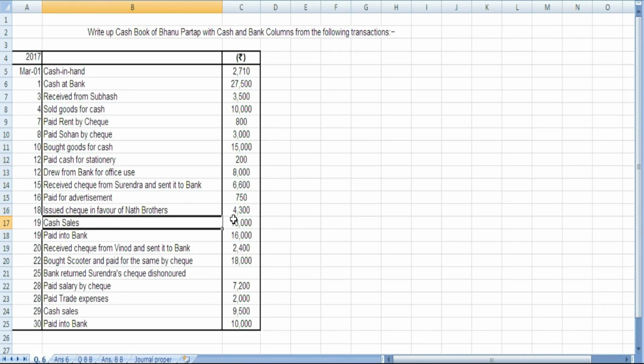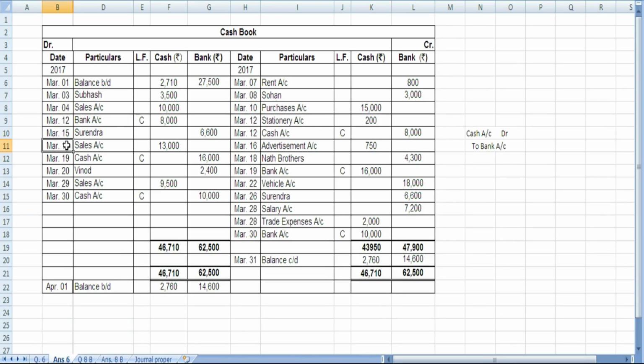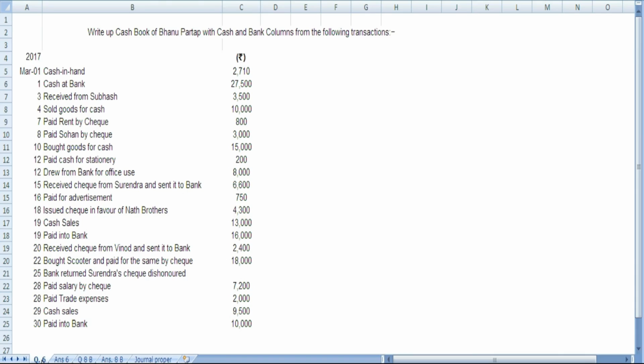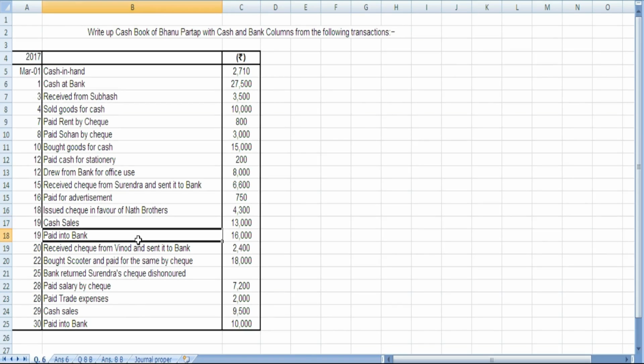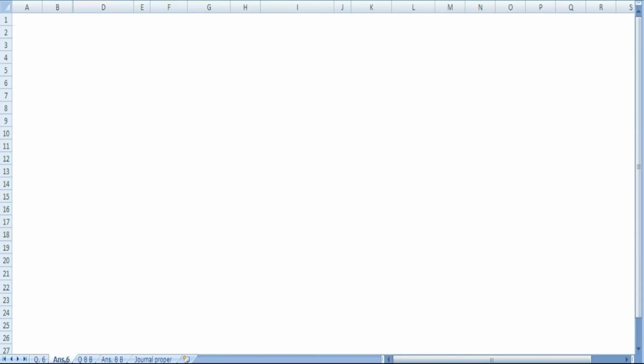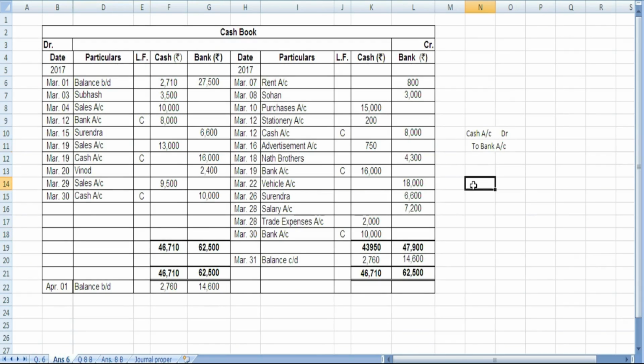Next, cash sales, same thing, cash account debit to sales. March 19 cash account debit to sales, and in the cash column will be 13,000. Next, paid into the bank 16,000. So again here will be a contra entry, paid into the bank, that means bank is receiving money.